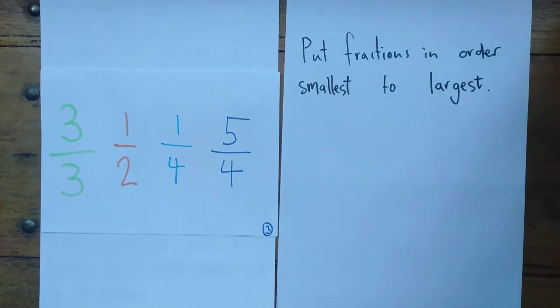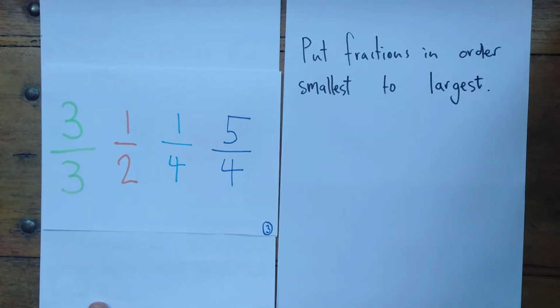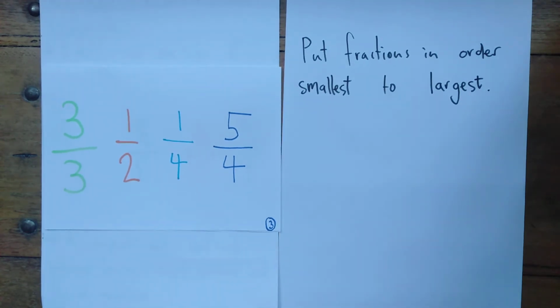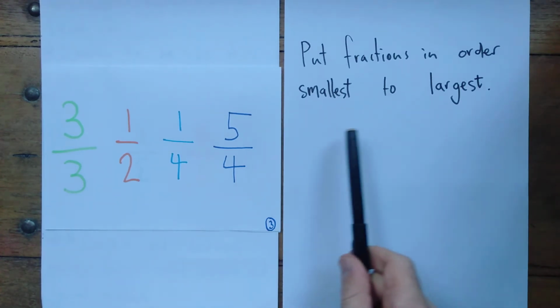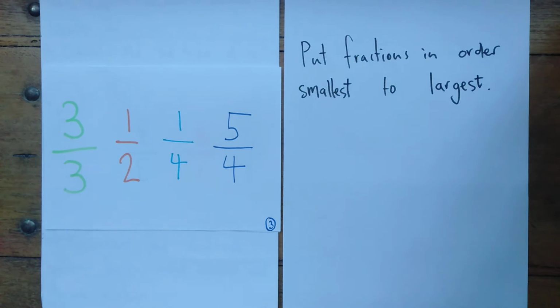As per normal with our warm-up, the answer isn't the most important part. What we're trying to do with the warm-up is to get our brains ticking and thinking along the appropriate lines for today's task. So I'll give you a little bit of thinking time with this problem, and I encourage you to write them down. So write down the 4 fractions and put them in order from smallest to largest.